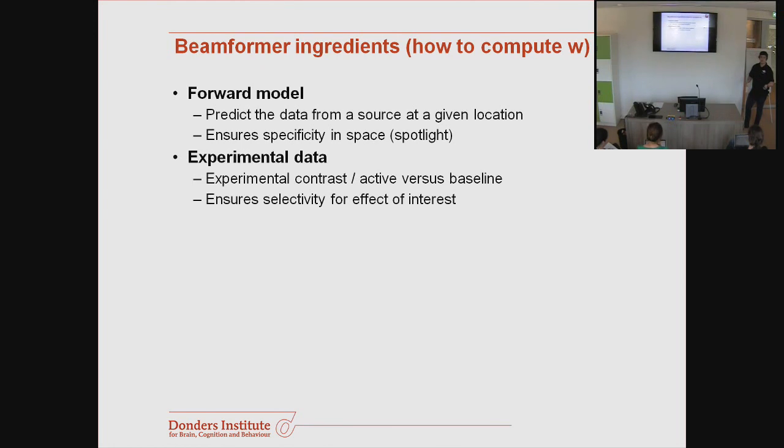But then you also need your experimental data. It is the data that allows you to compute the beamforming solution. Most often you're going to use some contrast, in most cases activity versus some baseline, and this gives you specificity of your effect. So you don't want to be only focal, zooming in on a particular location, but you also want to make a specific claim about this location.